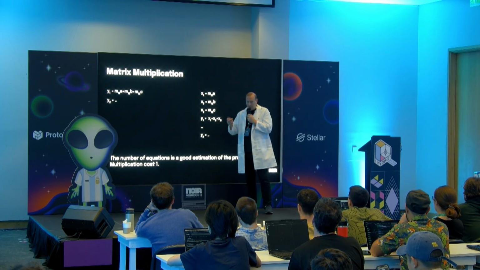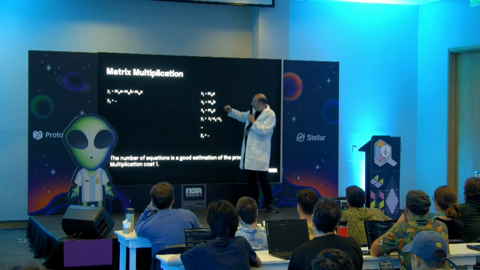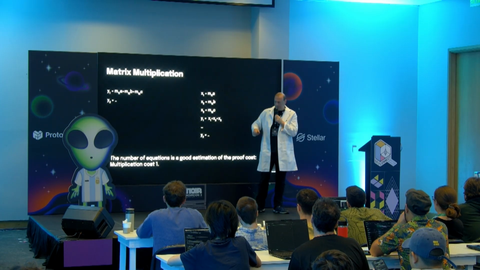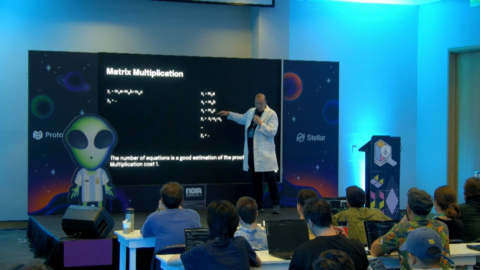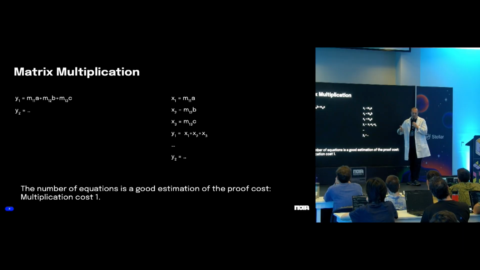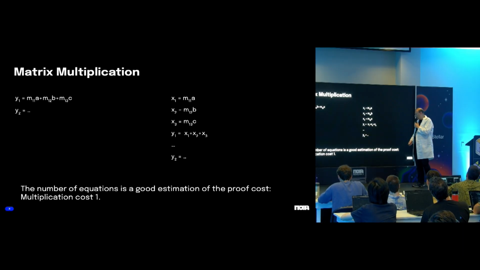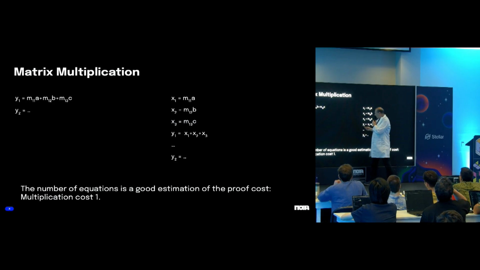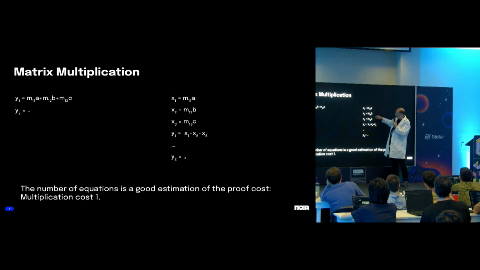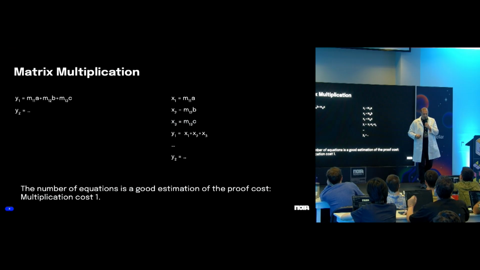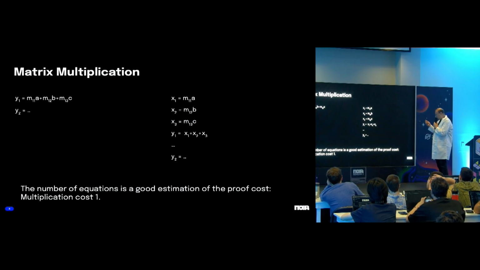The trick is that in your equation, you need to have only one multiplication. We call an equation with only one multiplication a gate. And so how do you come from this to this? You need to create an intermediate variable for each multiplication, then you can sum the results. Okay, so what we learned here is that a multiplication costs one gate.